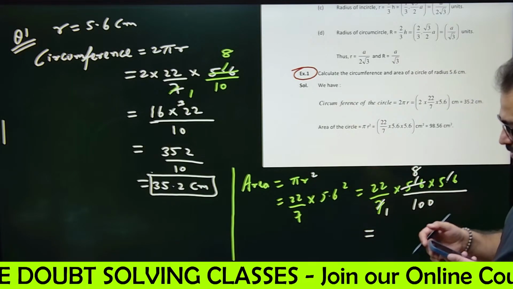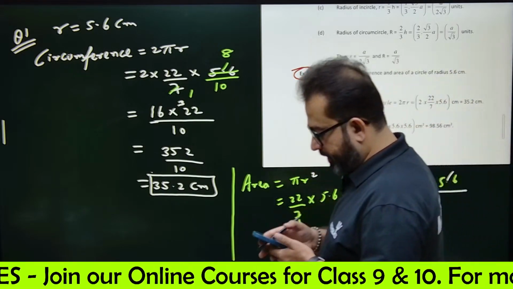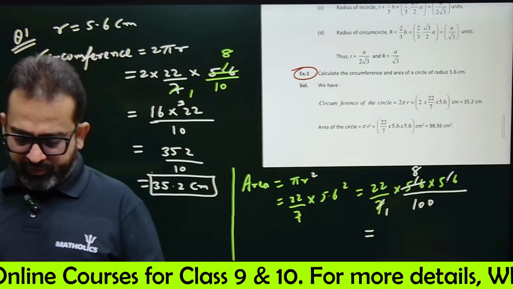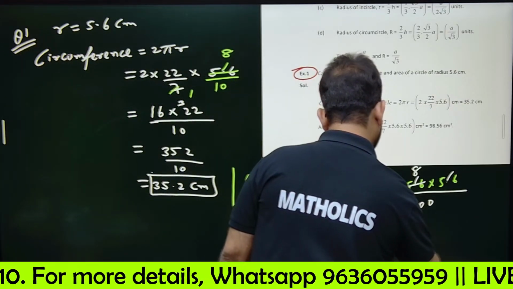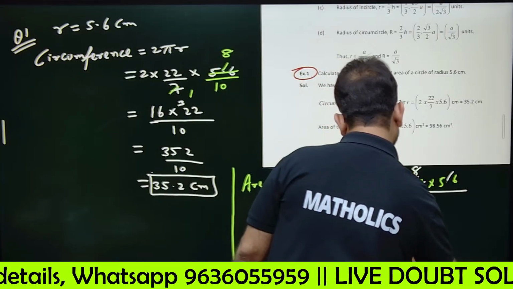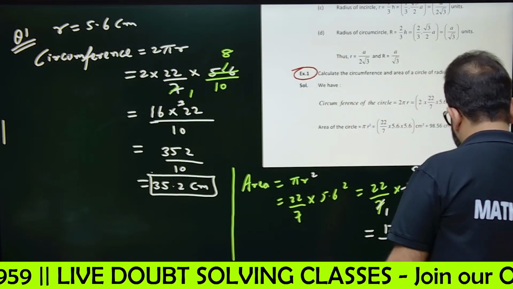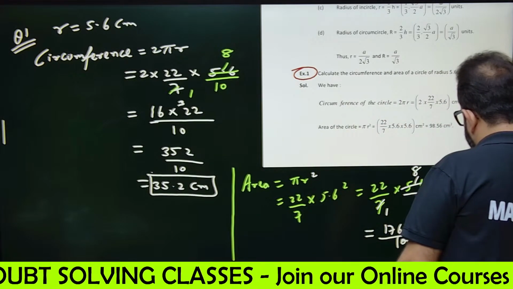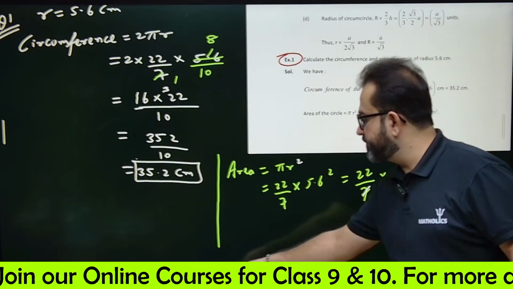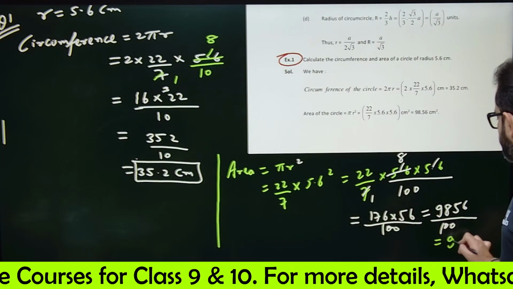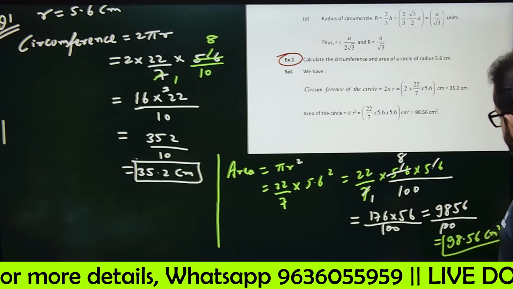You just multiply all this and divide by 100. So 22 into 8 will be 176, into 56 upon 100. What is 176 into 56? It will be 9856. I'm using a calculator because we don't have to waste time. Divided by 100, it will get 2 points on the numerator. So it will be 98.56, but because it is area, it will be centimeter square.